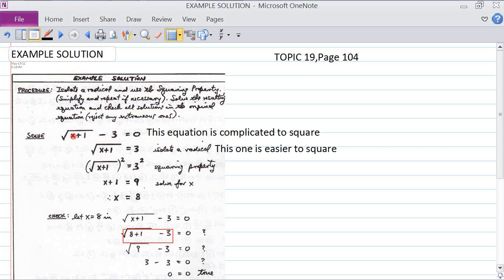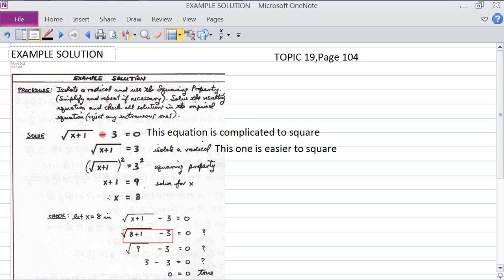Okay, so here we have the root of x plus 1 minus 3 equals 0. Now, if we were to square the left side by itself, it will be difficult to square. We're not saying that we can't do it, but it would result in 3 terms, and we would still have a square root sign left. Try and do that on your own. In other words, you're going to multiply the first by the first, the last times the last, but your middle terms will still involve a root sign.